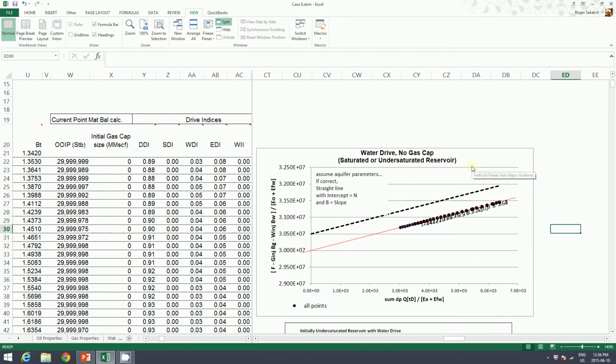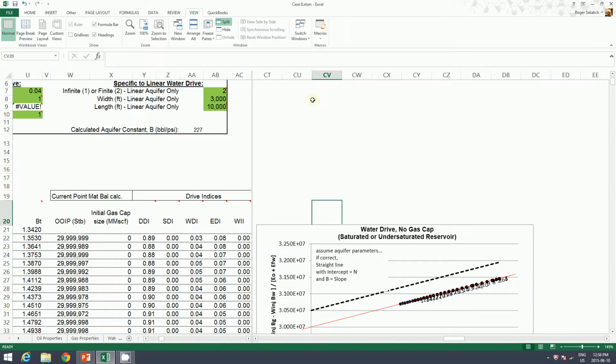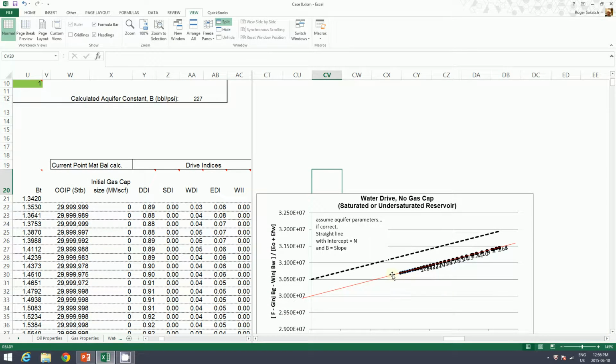And if we zoom in here, you can see that through some previous work, I've managed to come up with a set of parameters which results in a nice straight line here. In this particular case, if I take this red line that I've simply drawn in here, and I move that up, that's equivalent to that aquifer constant, the B value. That's what we've calculated with those input parameters. And if I drag that down, it matches very nicely the historical data.